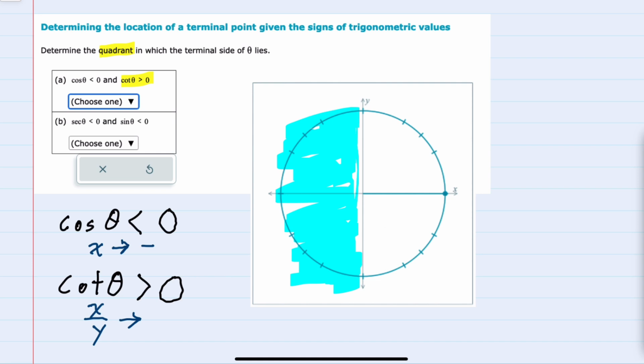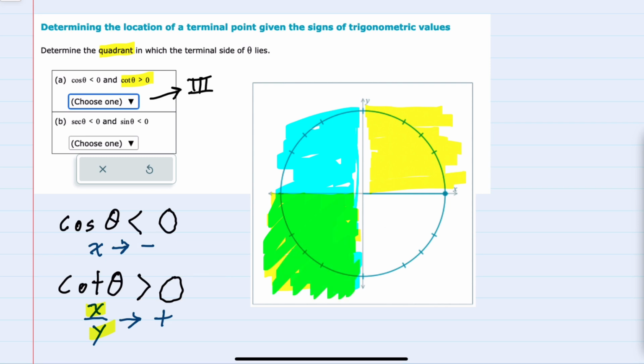And so for x over y to be greater than 0, or positive, the signs of x and y must be the same. In quadrant 1, both of those signs are positive, so the cotangent is positive. And in quadrant 3, both x and y are negative, so x over y is positive. And since we have to meet both of these conditions, the only place where they overlap is in quadrant 3. So for A, theta must be in quadrant 3.